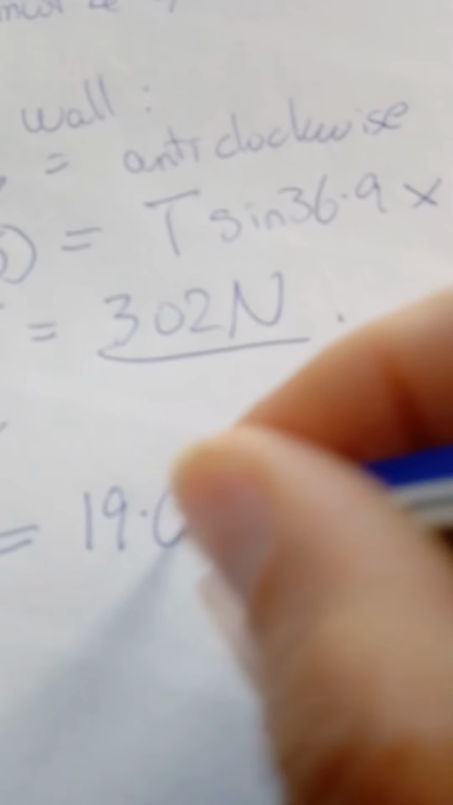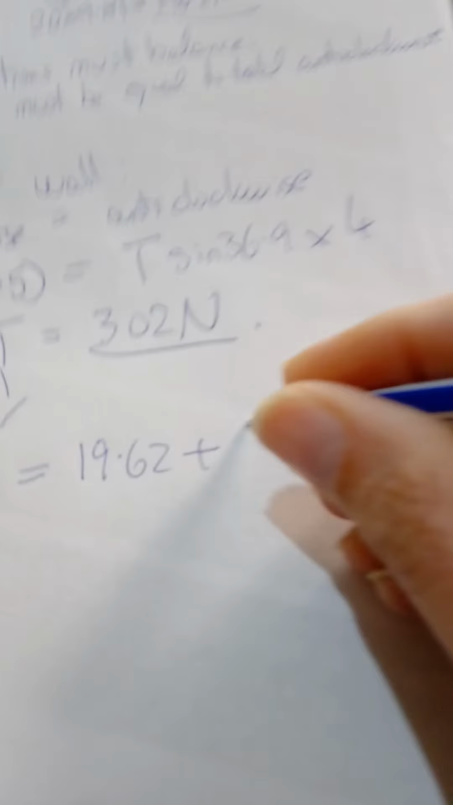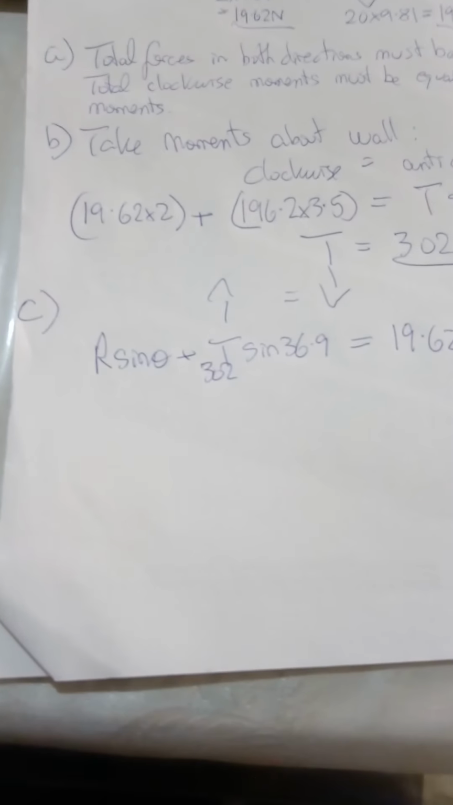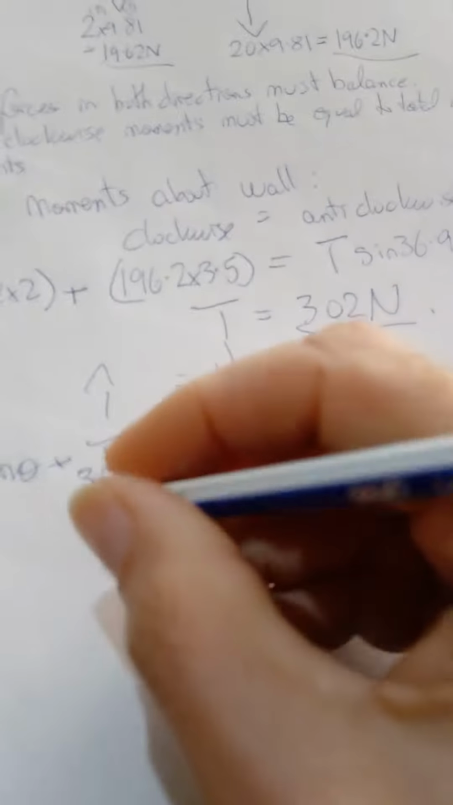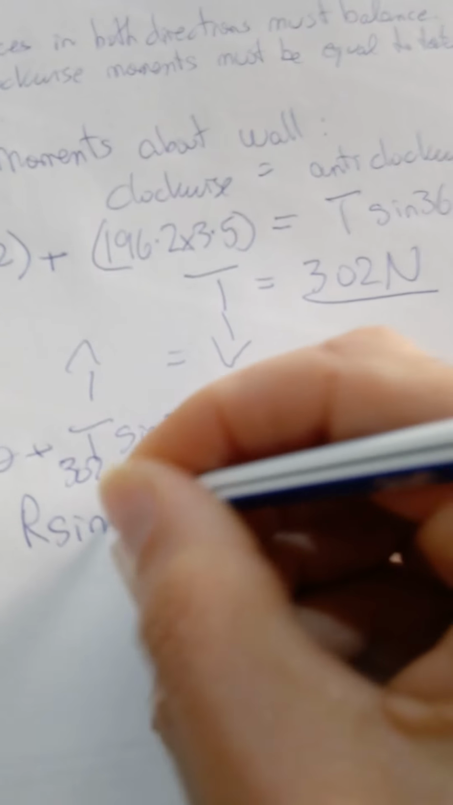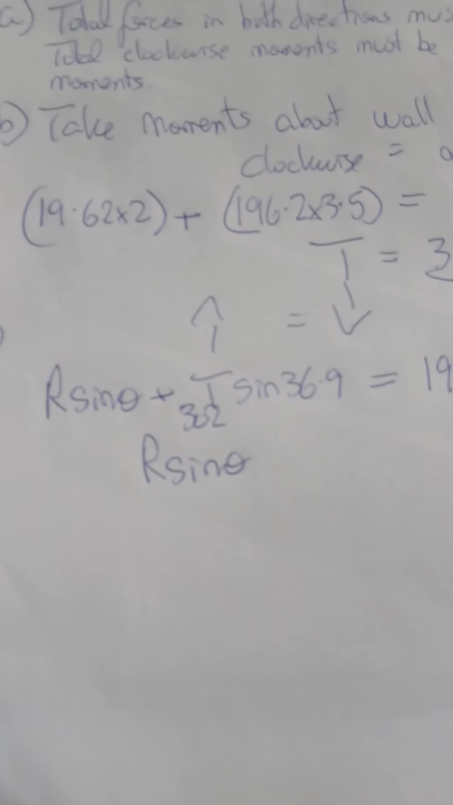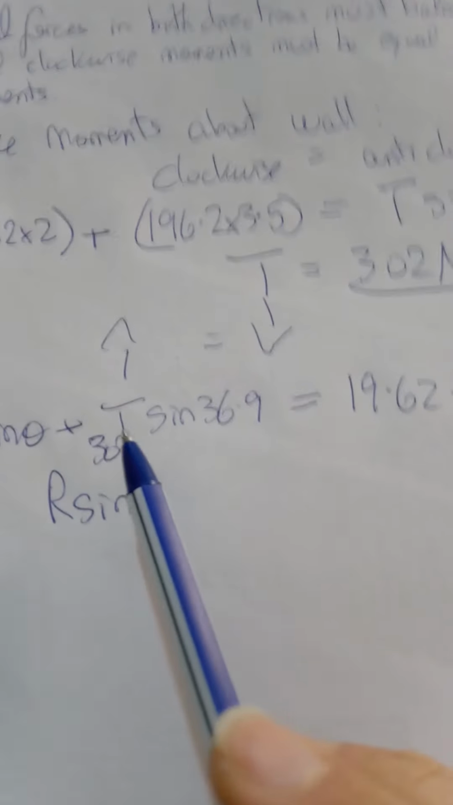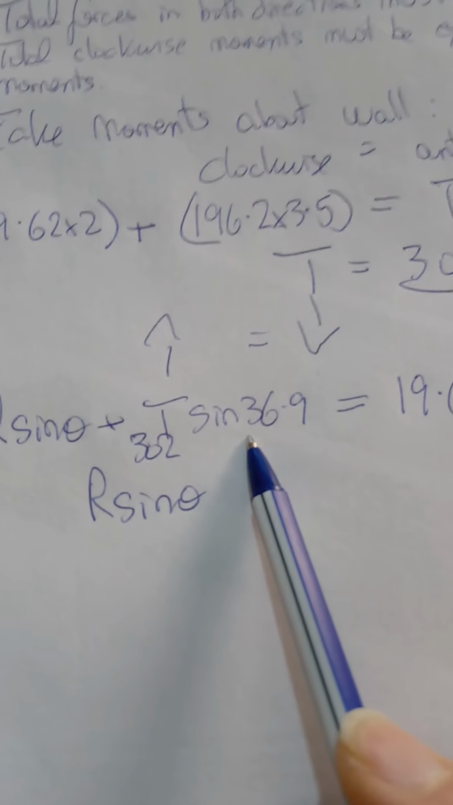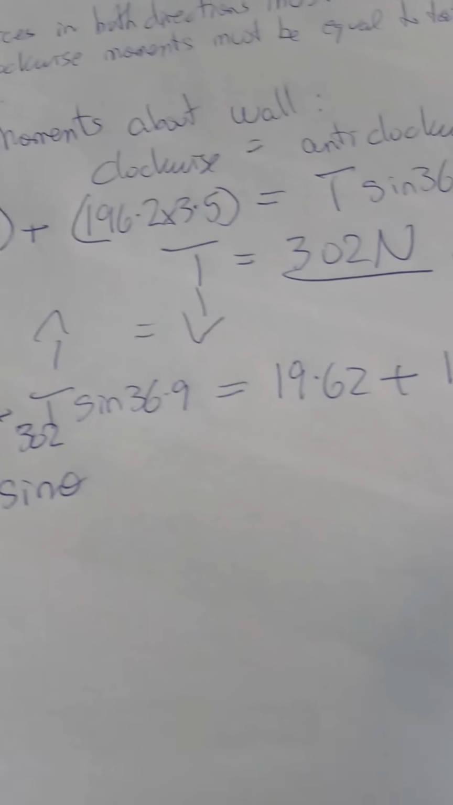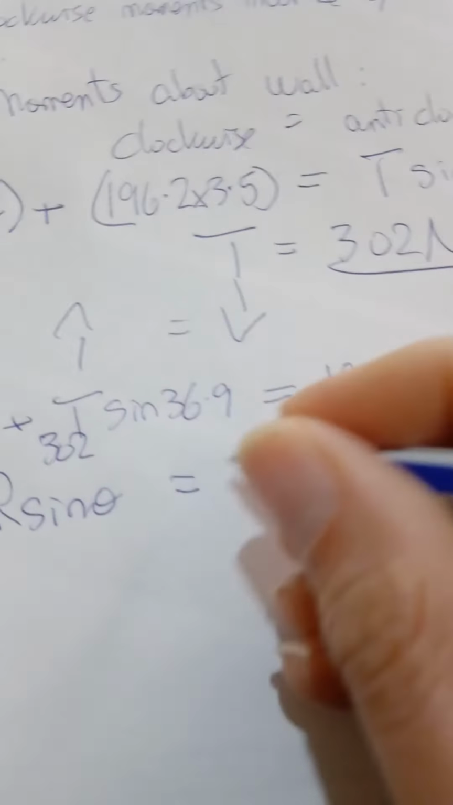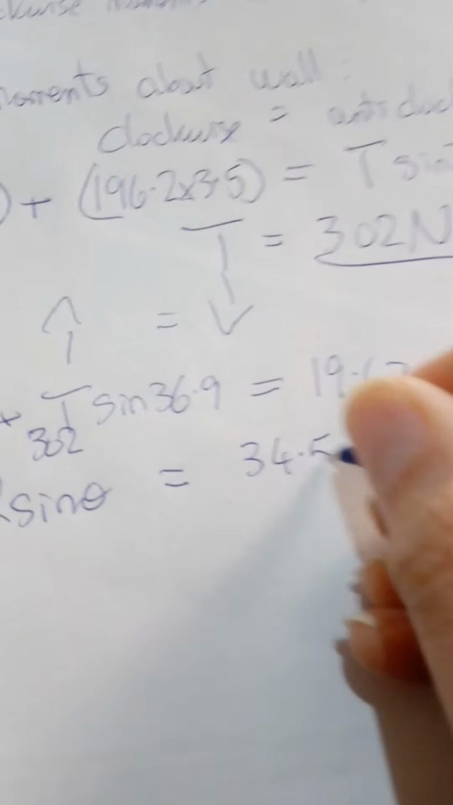So the forces going downwards are 19.62 plus 196.2. From there we can get R sine theta as the subject of the formula. We've got 2 unknowns and 1 equation, so we cannot solve it for the moment. So if I work out this part, 302 sine 36.9, and I take it to the other side to become minus, we'll get R sine theta equals this value, 34.5.